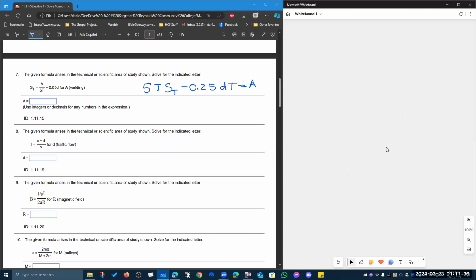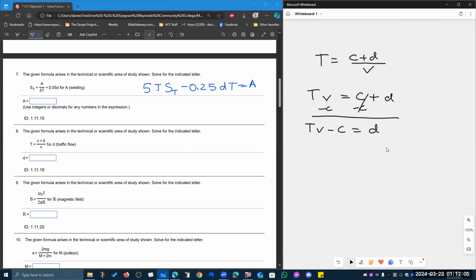Now we have the equation capital T equals lowercase c plus lowercase d divided by lowercase v. And we're supposed to solve for d. Let's multiply both sides by v. Tv equals c plus d. Subtract c from both sides. And Tv minus c equals d.